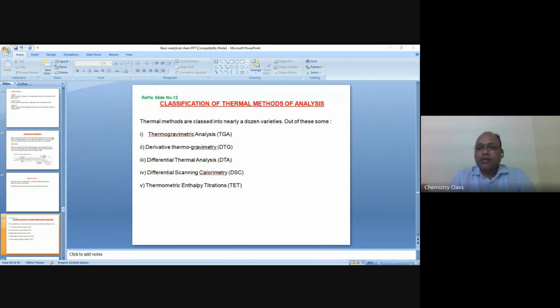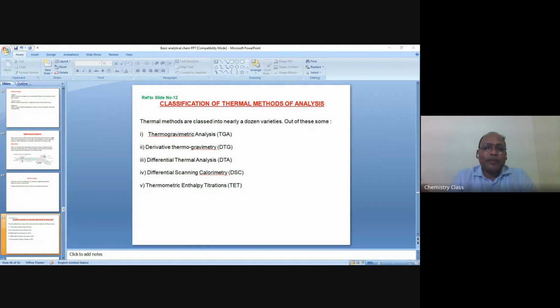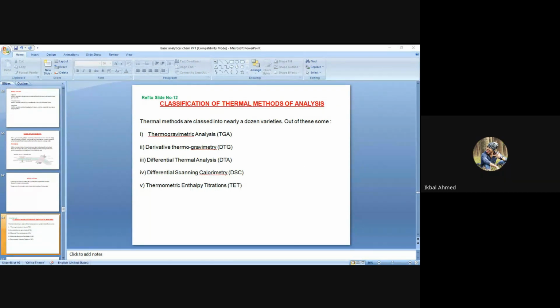Sir, I have one question. In NMR spectroscopy, how can we identify the molecule, for example in proton NMR? What is the behavior of the molecule in spectroscopy, and how can we identify the peaks in NMR?